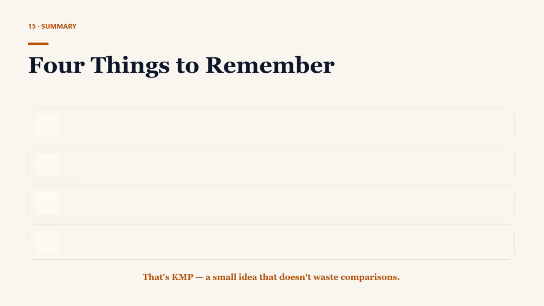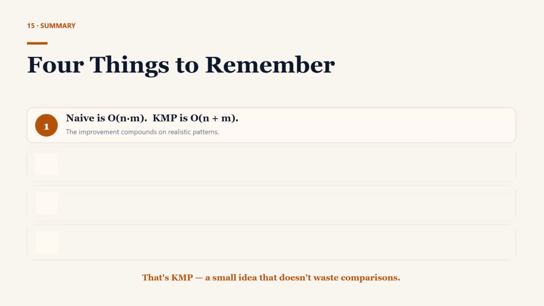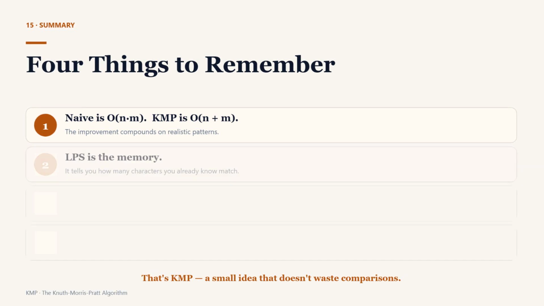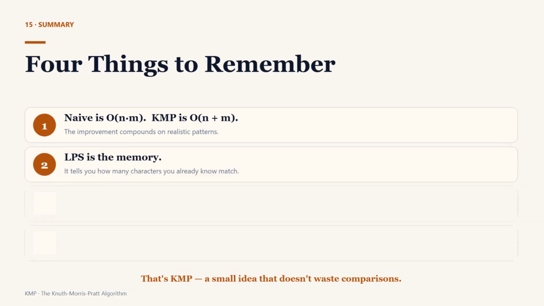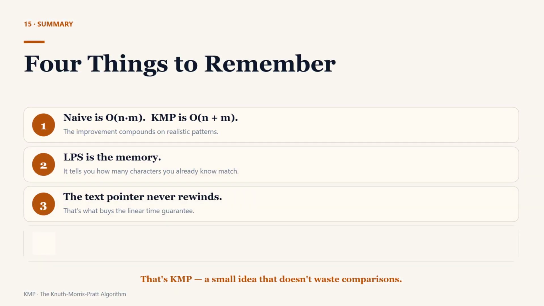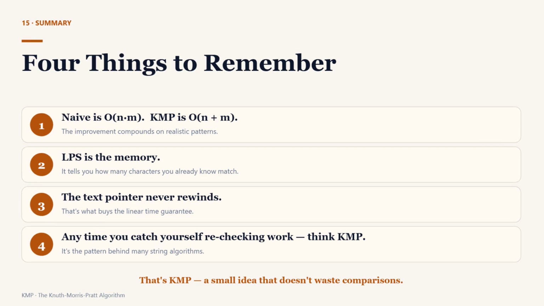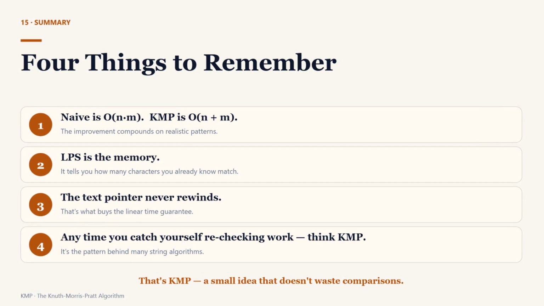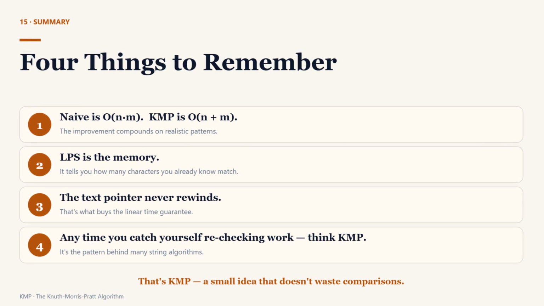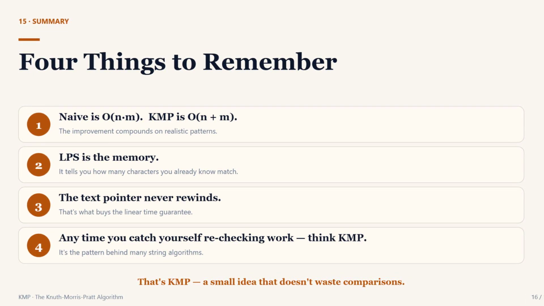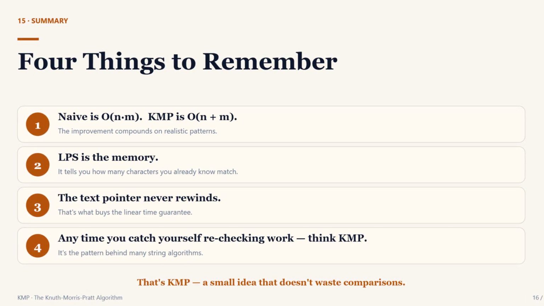4 things to remember. 1. Naive is order nm. KMP is order n plus m. 2. LPS is the memory. 3. The text pointer never rewinds. 4. Whenever you find yourself rechecking work you already did, think KMP. That is the whole idea.